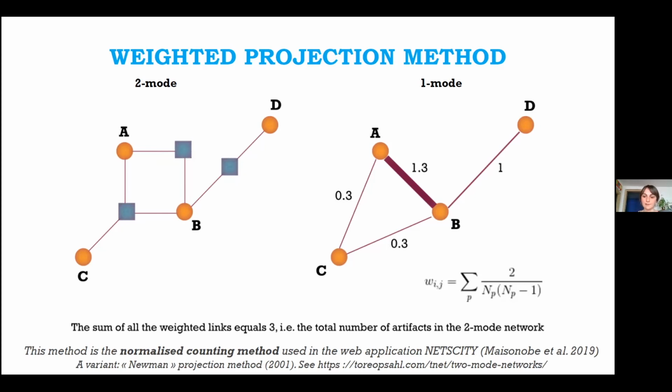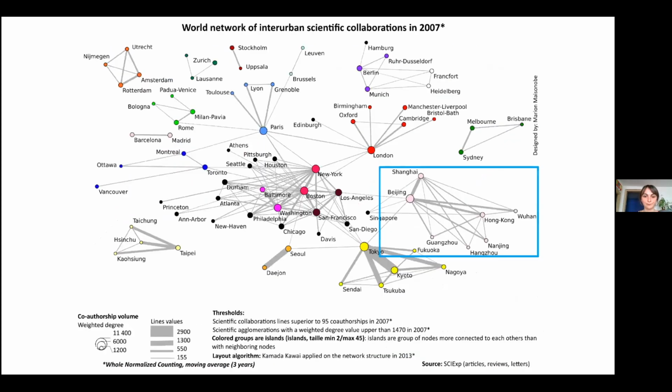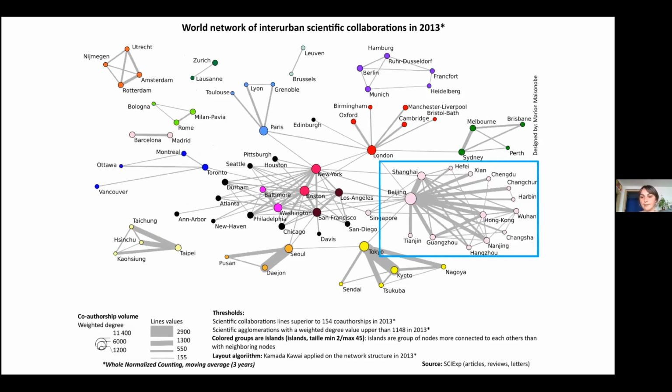So here are the details of this weighting method. When we updated the information after the paper I talked to you about, we did this work at several dates. Here it was for 2007. You could already see, just taking the more important links in terms of number of collaborations, the importance of China already, but then we have updated this until 2030.